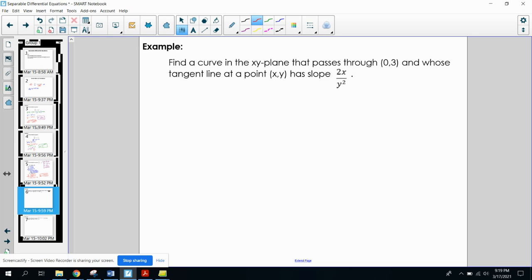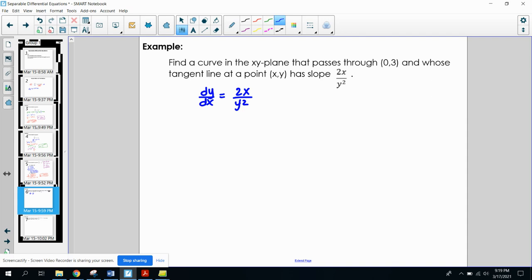Find a curve in the xy plane that passes through 0, 3 and whose tangent line at a point xy has slope 2x over y squared. Here they didn't give us a differential equation. They didn't say dy over dx equals something. But knowing that dy over dx is slope, we can figure it out ourselves. So we're going to set it up and say dy over dx, because that's the slope, is equal to 2x over y squared.